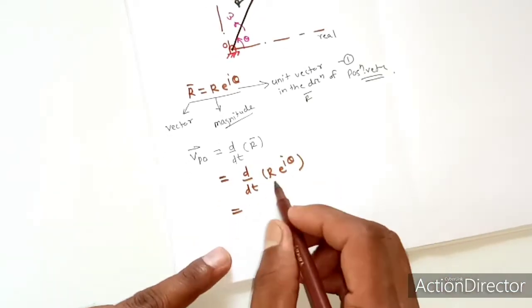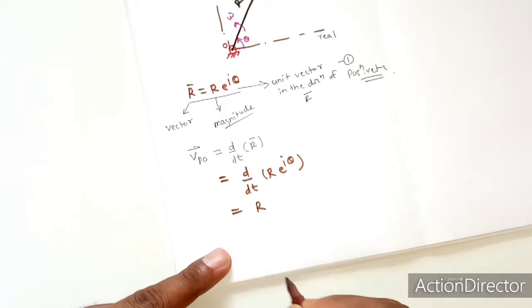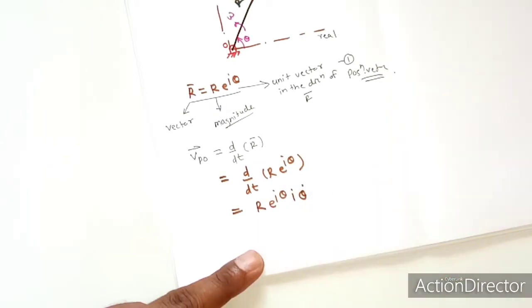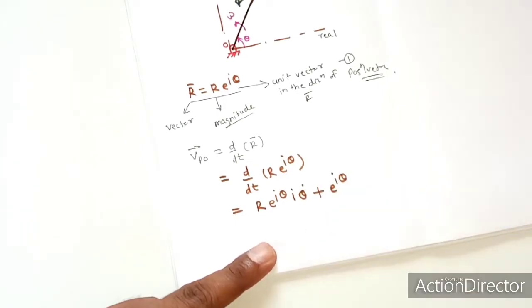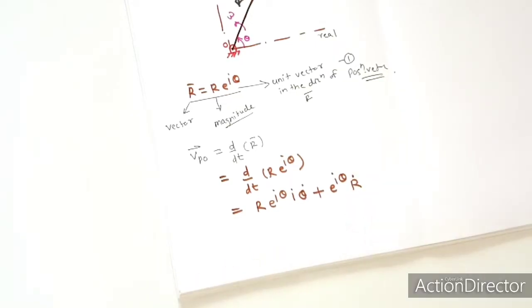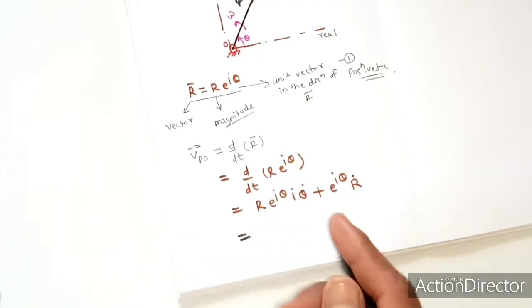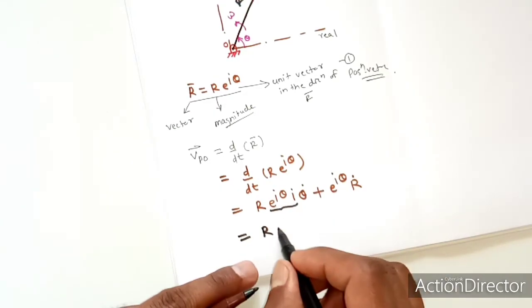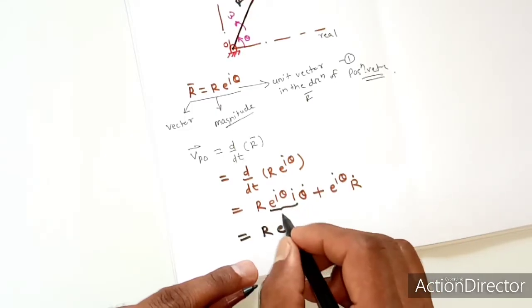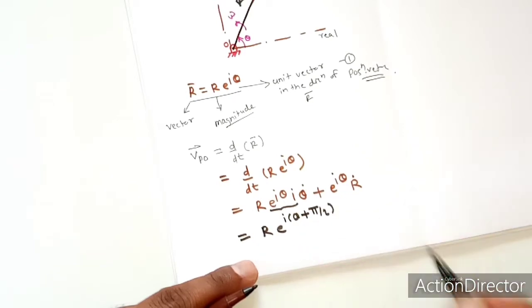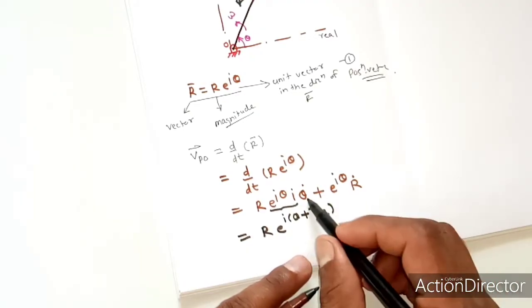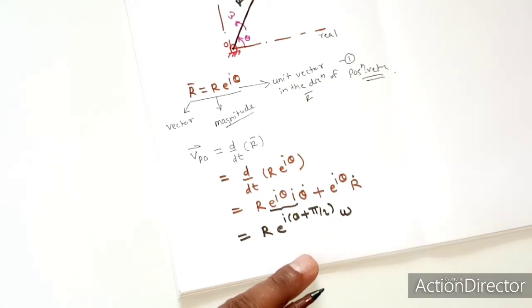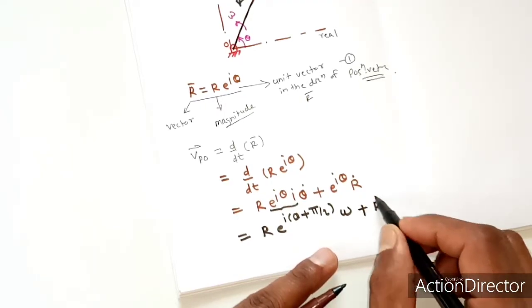Now after differentiating this using the product rule of differentiation, we get R constant, derivative of e raised to I theta is e raised to I theta, and derivative of I theta is I theta dot, plus now e raised to I theta is common and derivative of R is R dot. This is equal to R, we will eliminate this imaginary number I. So I into e raised to I theta is equal to e raised to I theta plus pi by 2, into theta dot. Theta dot is the rate of change of angular displacement theta, or time derivative of angular displacement theta, which is nothing but angular velocity of the link omega, plus R dot e raised to I theta.